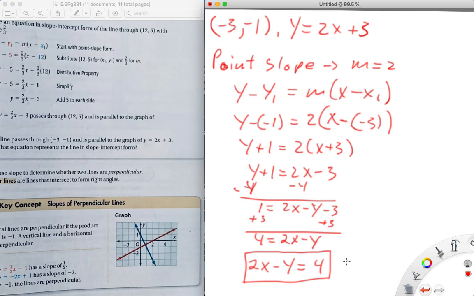And remember, standard form is in the form of ax plus by equals c. So that fits. That's in standard form. We started off at point slope form. We substituted the points. We knew that it was a parallel line, so the slopes are the same. Then we used the distributive property after we substituted, and we moved things on both sides so that we can put it in standard form.